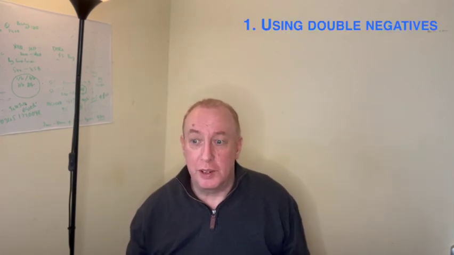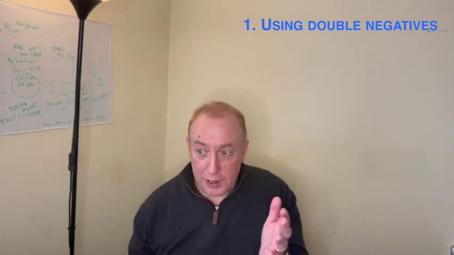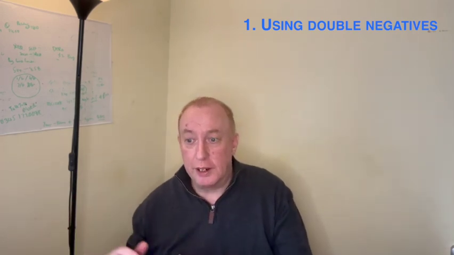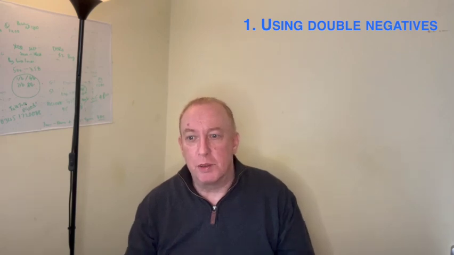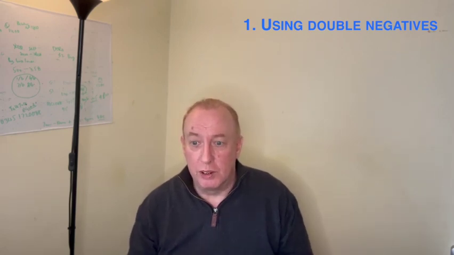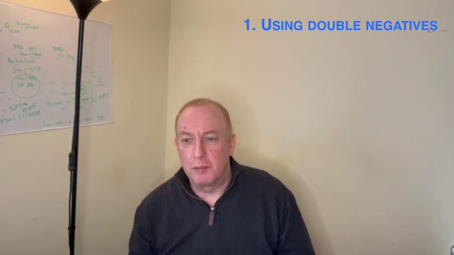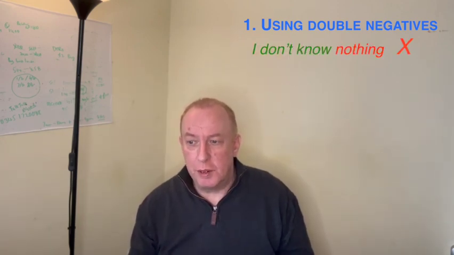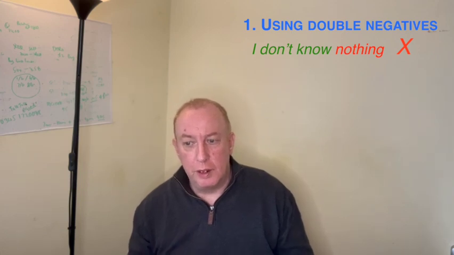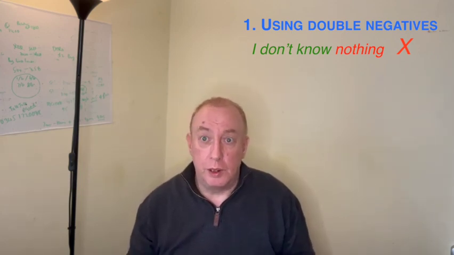And the first mistake is using double negatives. Many try to translate a sentence in English to their native language. Therefore, they end up adding double negatives while speaking out. This is wrong. Let me give you an example. Some say, "I don't know nothing." This means that we know something, but the correct one is, "I don't know anything."